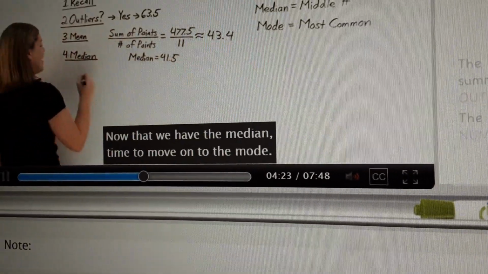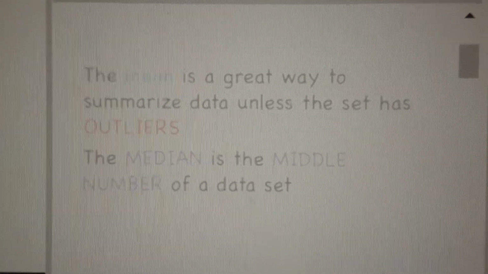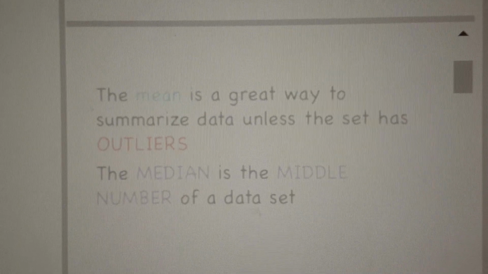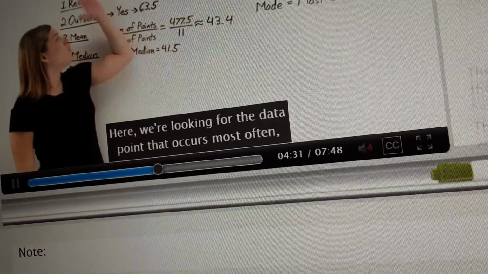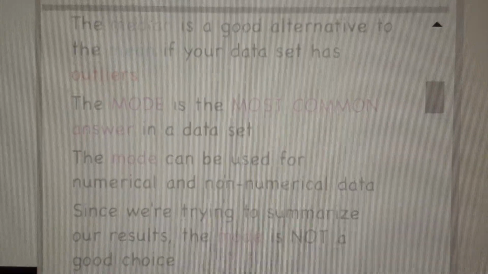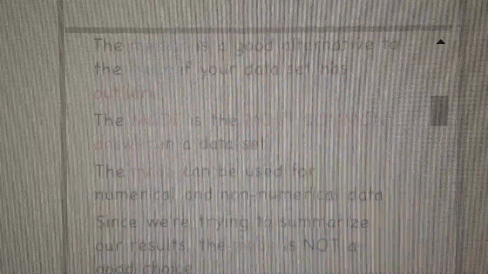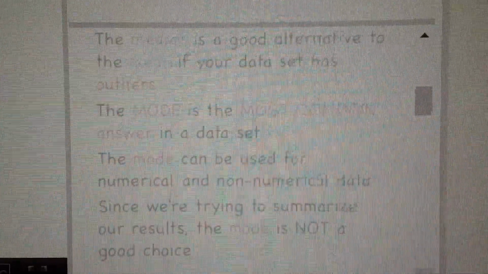Now that we have the median, time to move on to the mode. Again, the mode is that most common or most popular response. Here, we're looking for the data point that occurs most often, the result that's most common. Well, if we look, each of these results occurs only once, except down here.